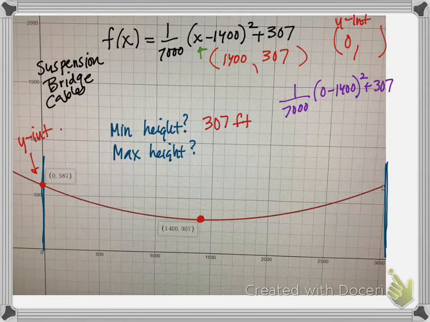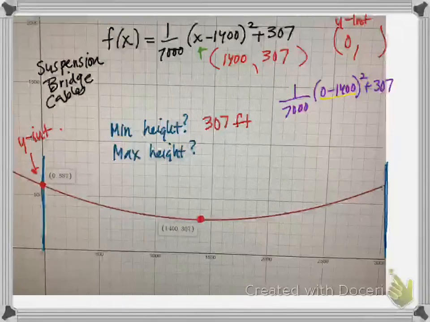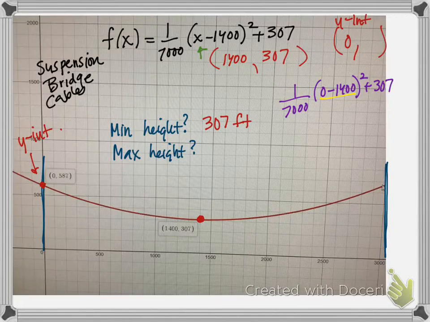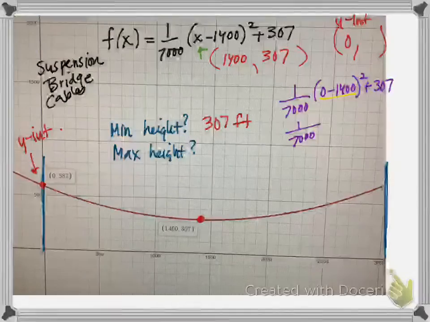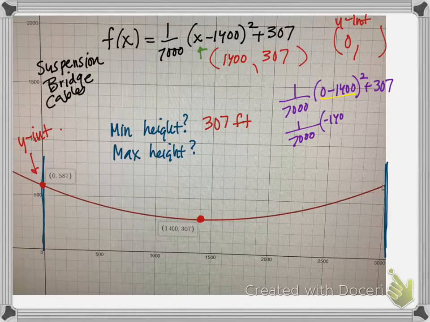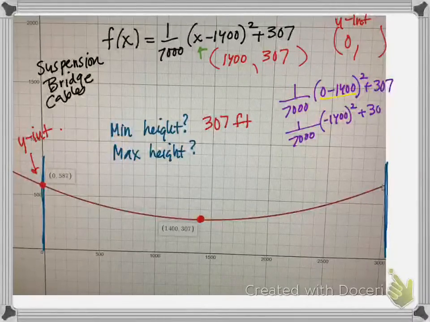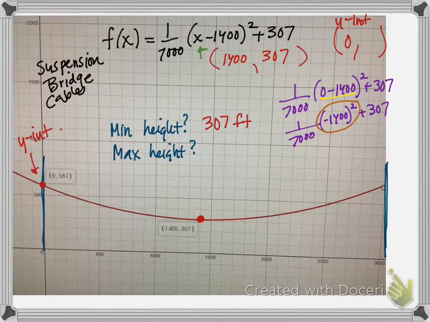587 feet. So essentially what I need to do first is take 0 and subtract 1400 from that, which is just negative 1400. So 1/7,000 times (-1400)^2, and then plus 307. So in order to simplify this very first term here, I need to apply the exponents first. So you need to take negative 1400 and square it.